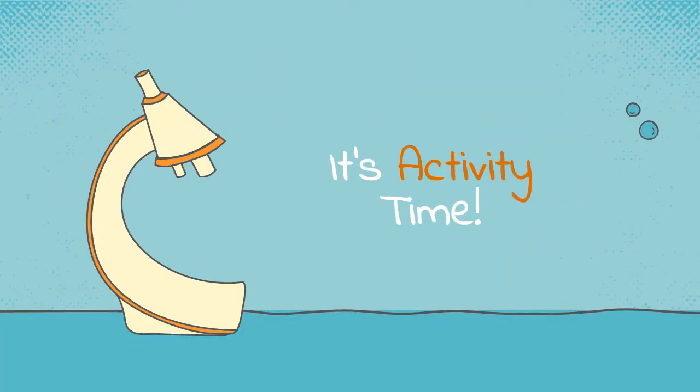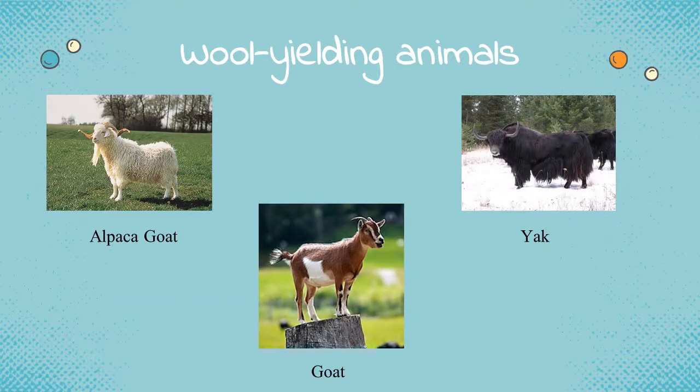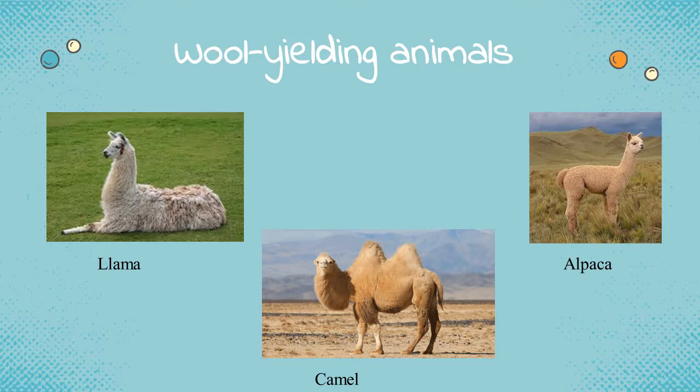It's activity time. What are we going to do? Collect pictures of animals whose hair is used as wool and stick them in a scrapbook. Here are a few examples of wool yielding animals shown ahead. That is the alpaca, goat, and yak. The llama, camel and alpaca.